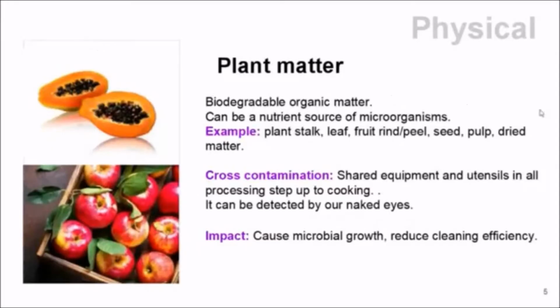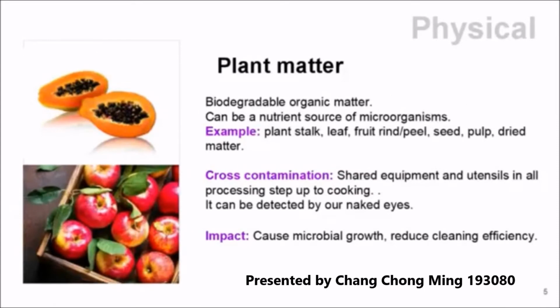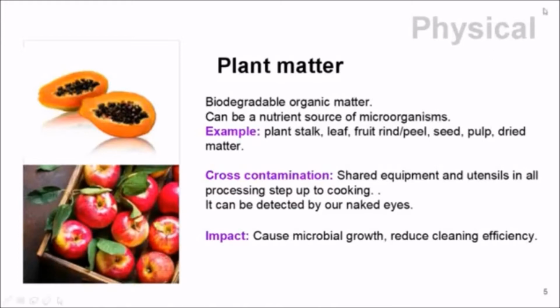The first physical contaminant is plant matter. It is biodegradable organic matter found in the fruit and vegetable. It can be a nutrient source for microorganisms because it comes from organic substances. For example, the plant stalk, leaves, fruit rind or peel, seed, pulp, and any dry matter. When these fruit and vegetable products come from the agriculture, the plant matter will come along with them.